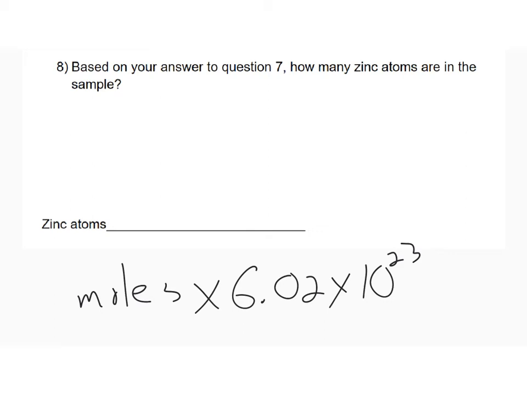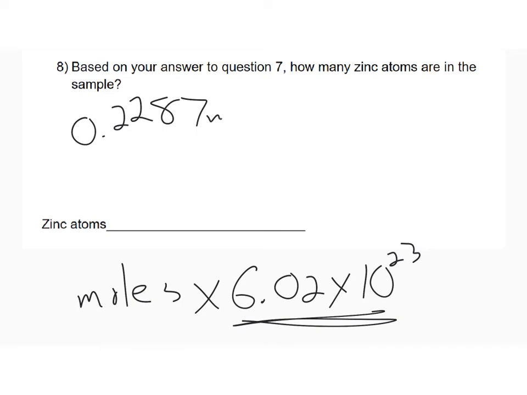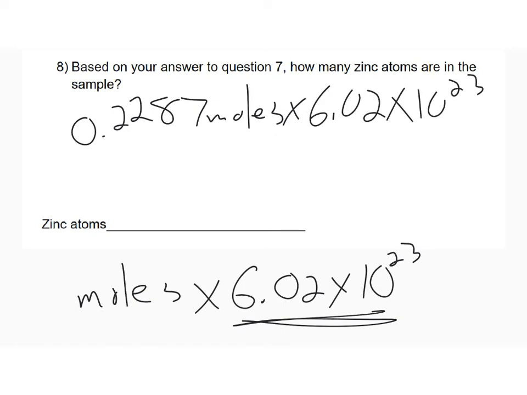of things. Just like if you want to know how many eggs are in 3 dozen, well, you know 1 dozen is 12, so you multiply 3 times 12, you get 36. That's how many are in 3 dozen. It's just that this number here is a little bit weird, but the process is the same. So in this case, I'm going to take the 0.2287 moles that we had in the last question times 6.02 times 10 to the 23rd atoms per mole.